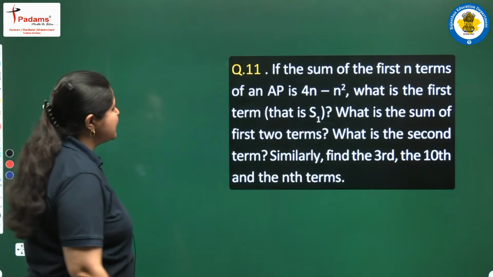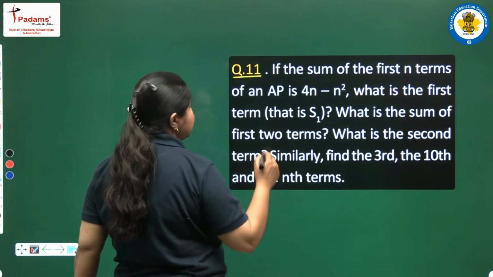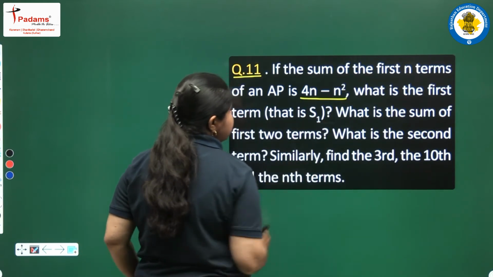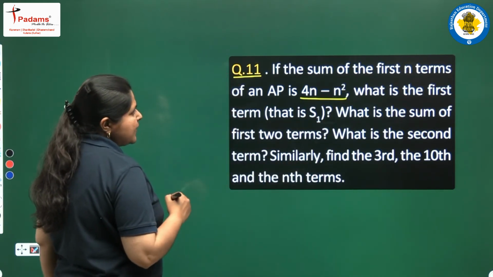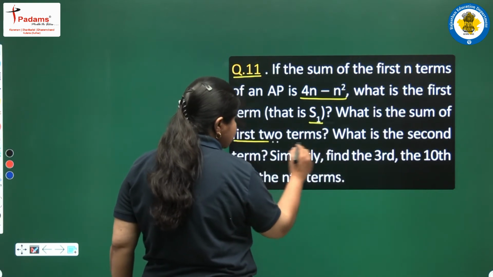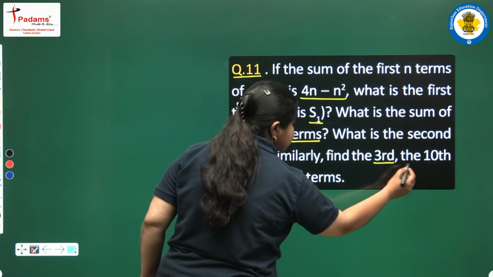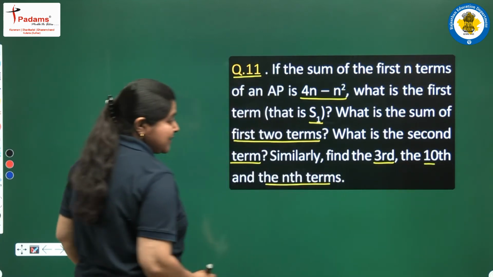Next we take question number 11. If the sum of the first n terms of an AP is 4n minus n square, what is the first term, that is S1? What is the sum of the first two terms? What is the second term? Similarly, find the third, the 10th and the nth terms.